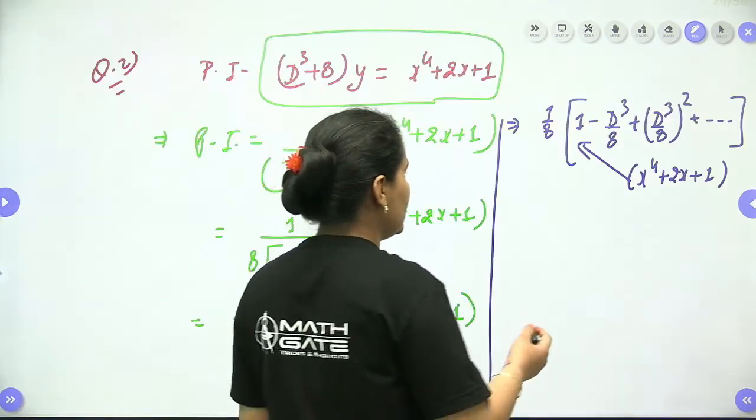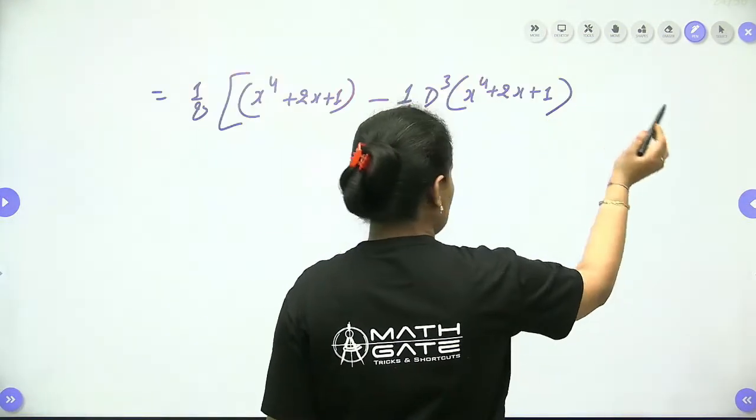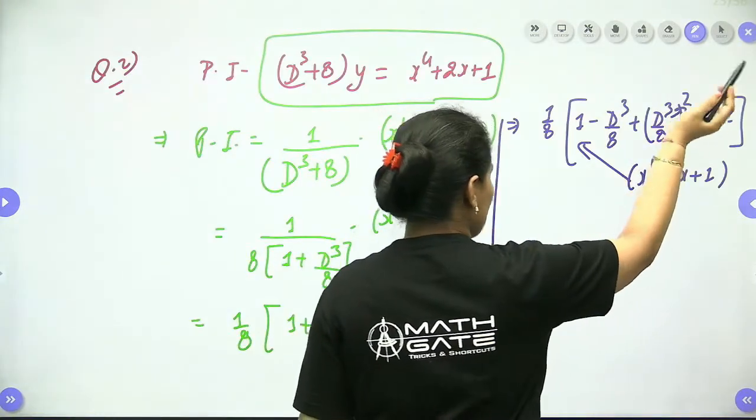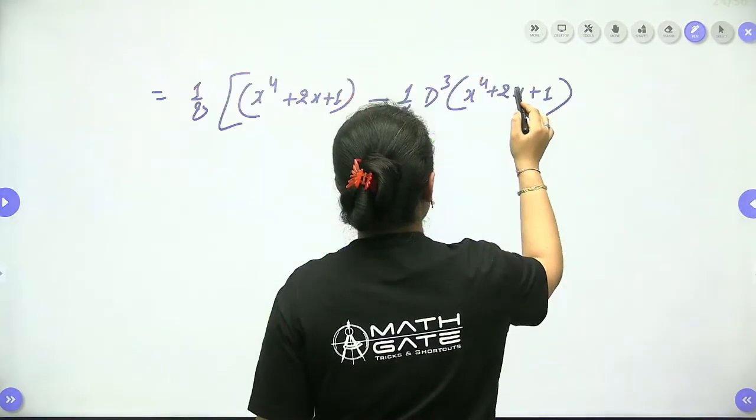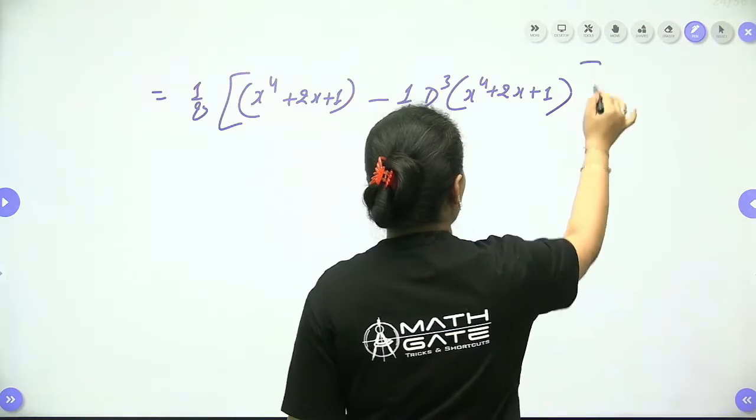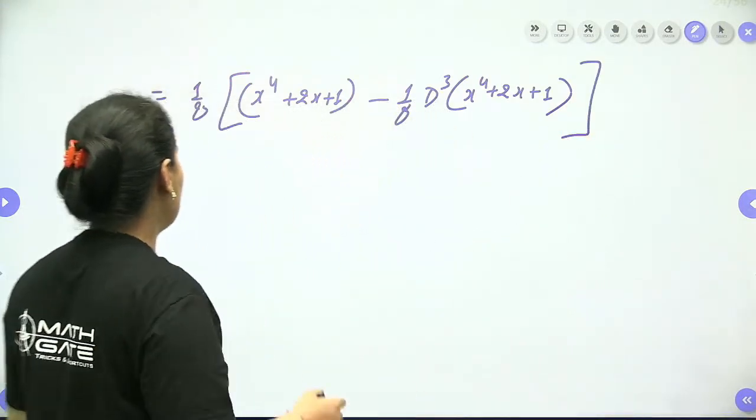So we are having D cube only. The next term, because it would need to be differentiated 6 times, is not possible, so we can leave the next term here. Okay, now let's approach it.